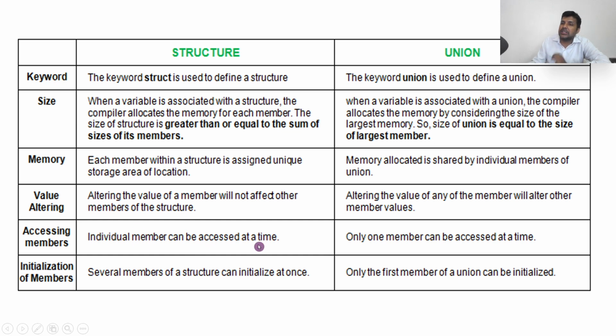Only one member can be accessed at a time in a union. In structure, you can print or access several at a time. For example, you want to give name, roll number, percentage at a time, you can use brackets and give it. But in union, it is not possible. Every time you have to give, for example, s1 dot name, s1 dot age, like that. Several members of a structure can be initialized at once, but in a union only the first member can be initialized. So got it, right? That's the difference between a union and structure.